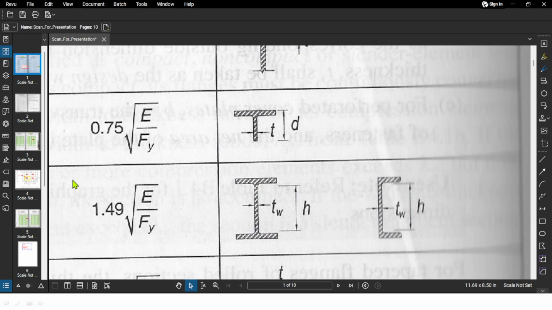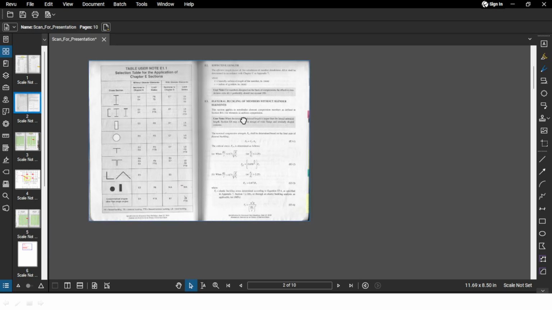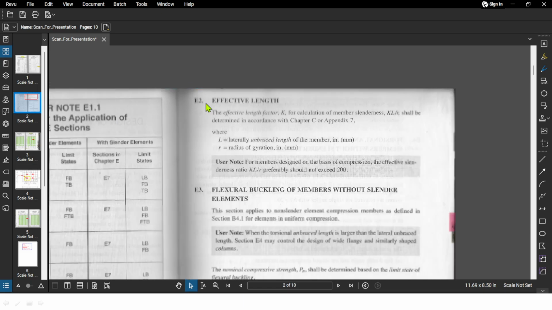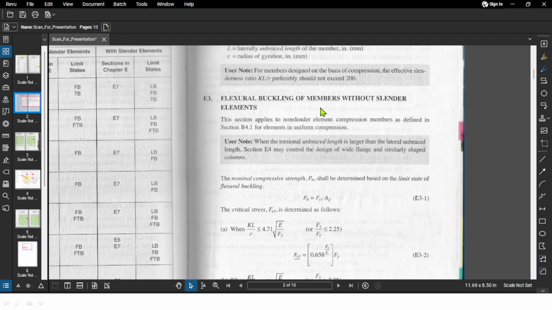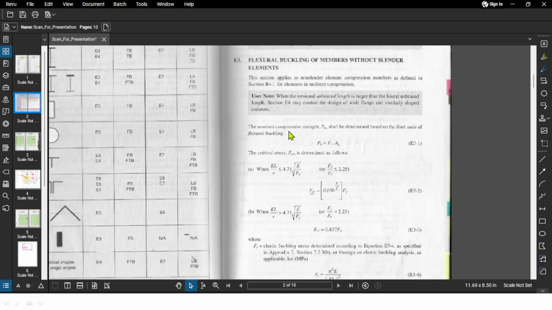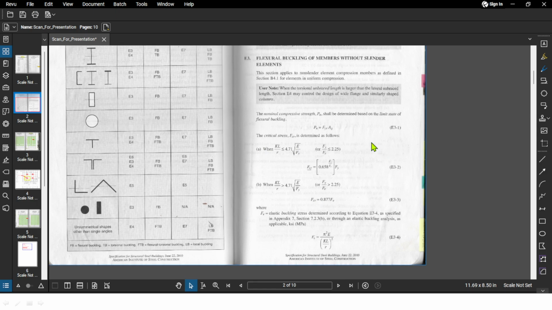The next step is to determine the elastic critical buckling stress using the formulas in AISC Section E3, flexural buckling of members without slender elements. These are the formulas that we are going to use to determine the design strength and the allowable strength of the column.